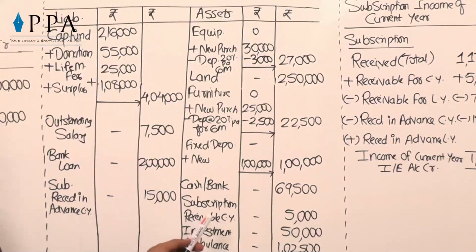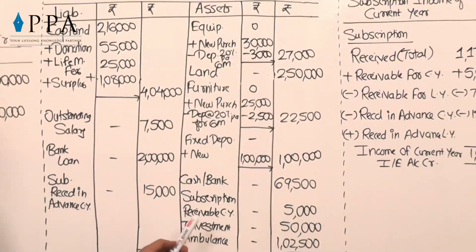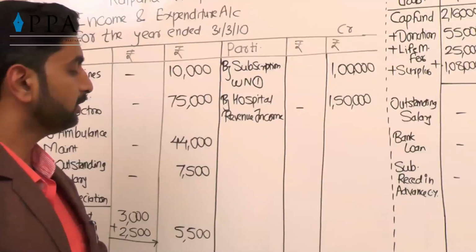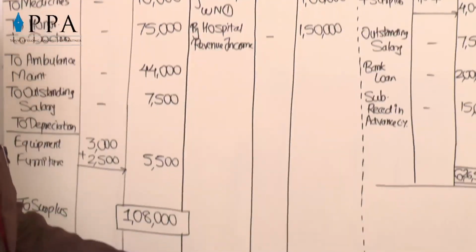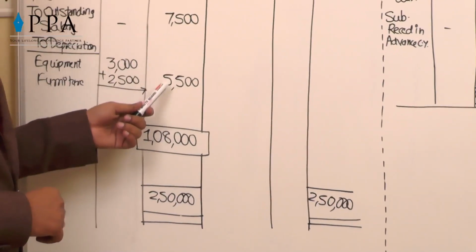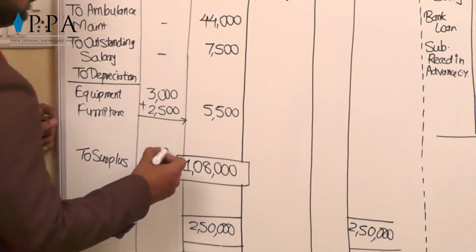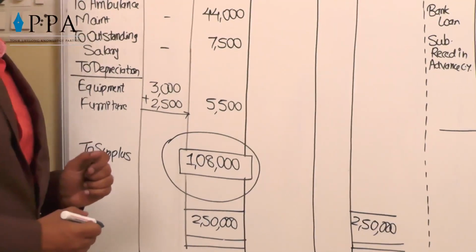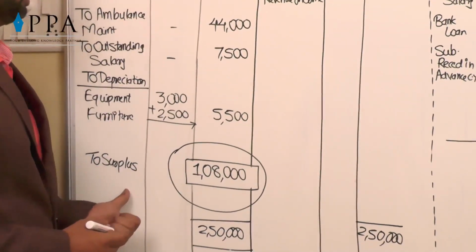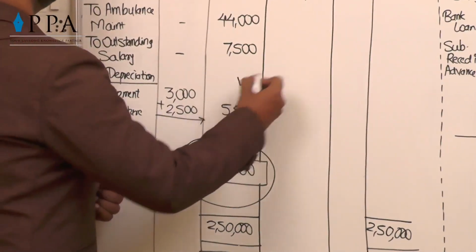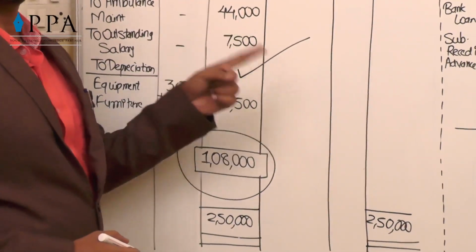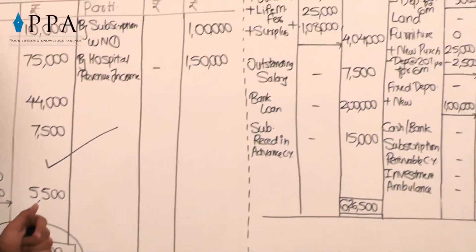Now, after giving all these effects, closing the books of account, come to the income and expenditure account now, where income side total is 2,50,000, while the expense side total is lesser. The balancing figure is 1,08,000 surplus. In P&L account, we call it as net profit. Here it is surplus. Now this statement is over and surplus will be added in the capital fund in the balance sheet. So let's move towards the balance sheet liability side.